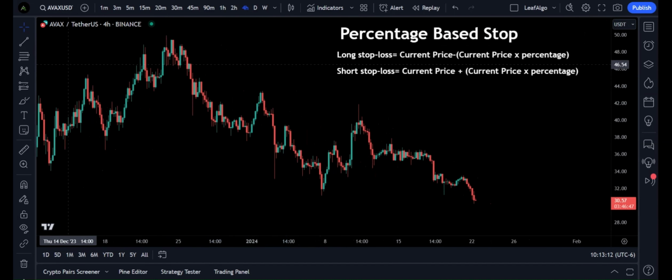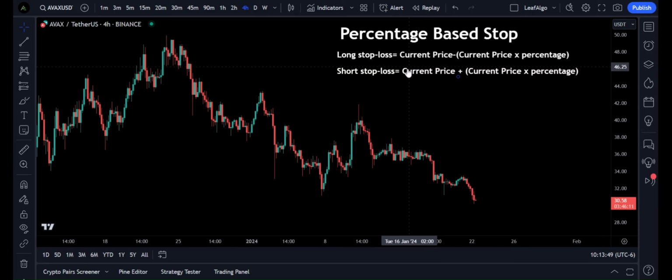So the first method I want to look at is a percentage-based stop loss. These are the calculations for how you would formulate your price point, which would set your stop loss. In the case of a long stop loss, you would take the current price of the candle that you're opening on, minus the current price times that preset percentage that you're willing to risk. And for a short stop loss, it's the inverse of that. You would take the current price and add the current price times the percentage. That would give you your stop loss if you were going short.